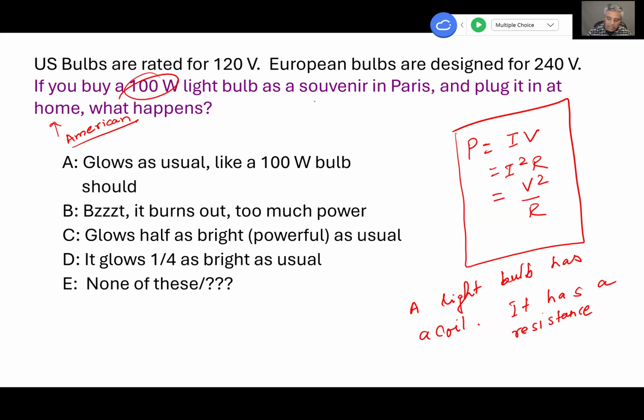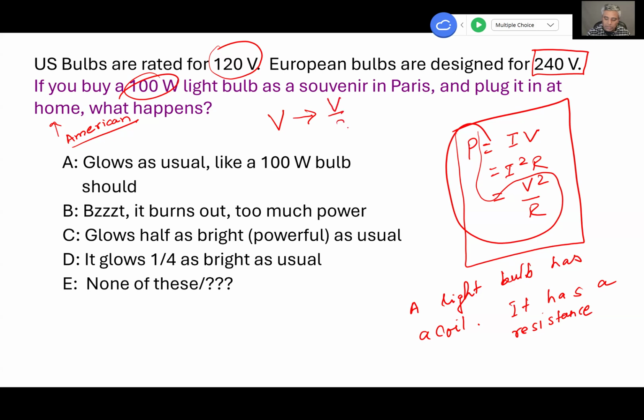And if there is power and there are voltages, so resistance, power, voltage, looks like this is the good equation, because those are the things that we know. So in Paris, the outlet is 240 volts. And here in the US, it is a 120 volt outlet. So what happened? V went to V over 2. You see that? 240 to 120.